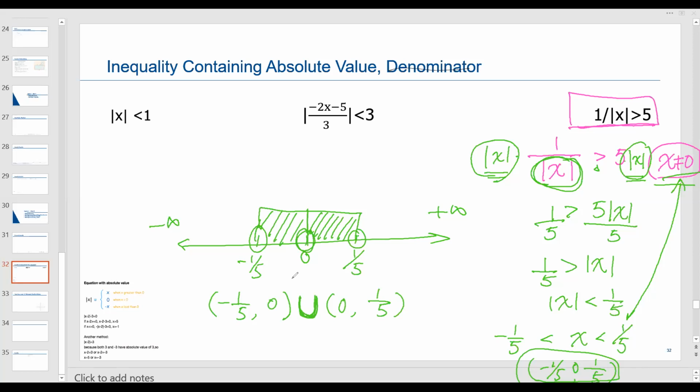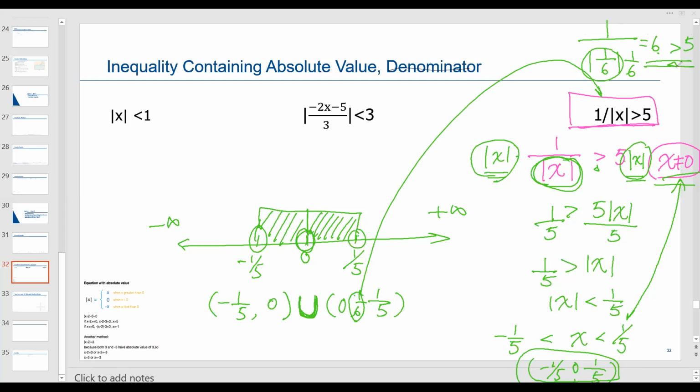Right. So let's pick one number to check if it is correct or not. Let's pick 1/6. Can we pick 1/6? 1/6 is less than 1/5, right? Let's pick 1/6 and replace it here. So 1 divided by the absolute value of 1/6, this changes into 1 divided by 1/6, which equals 6, right? Is this greater than 5? Yes, it makes sense, right? So the result makes sense.